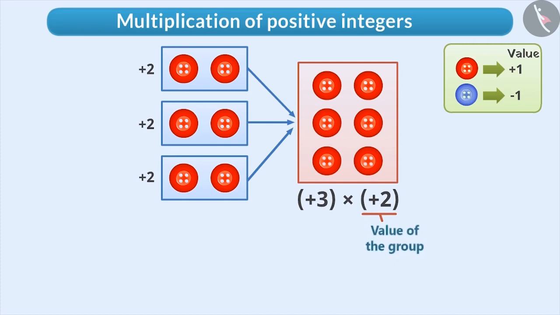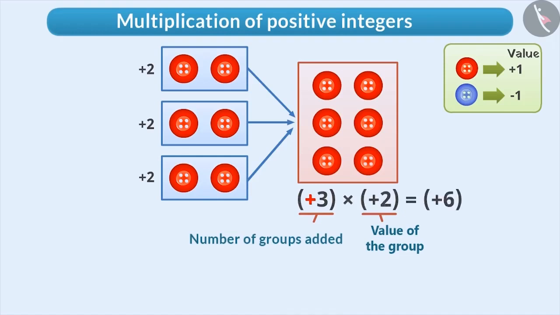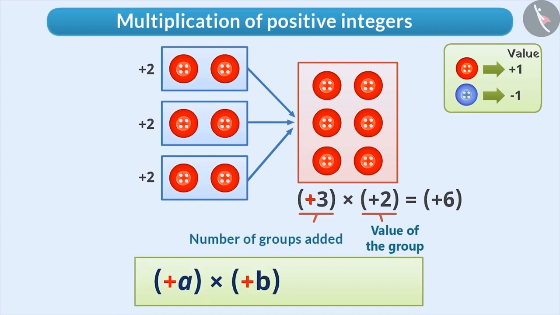Here, the second number represents the value of the group and the first number, including the plus sign, represents the number of groups added. Since there are 6 red buttons in total, we can say that the result of positive 3 into positive 2 is positive 6. Similarly, for any 2 positive integers, the result of a multiplication is always positive.